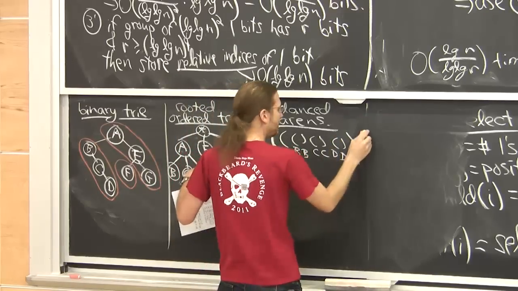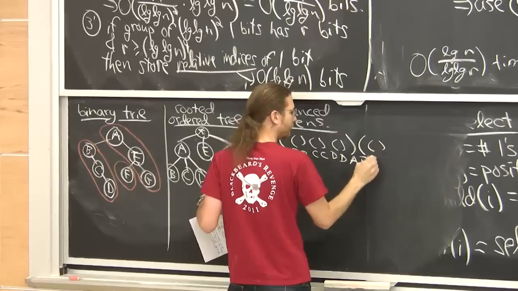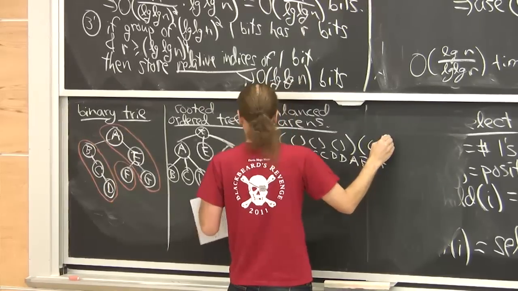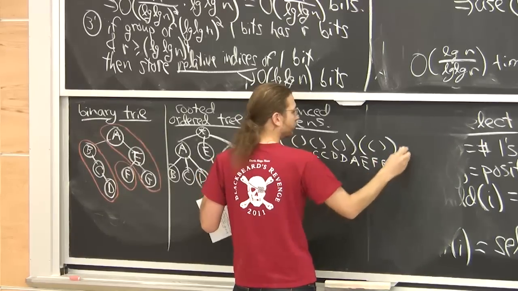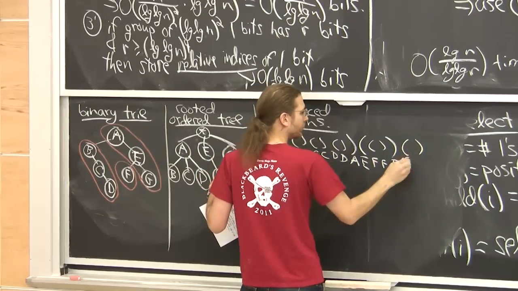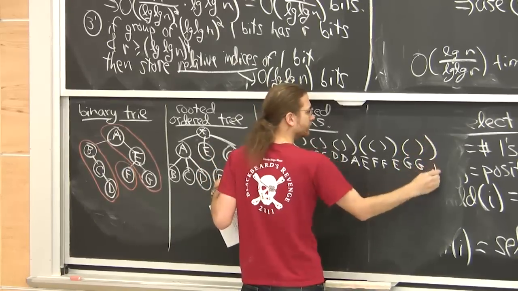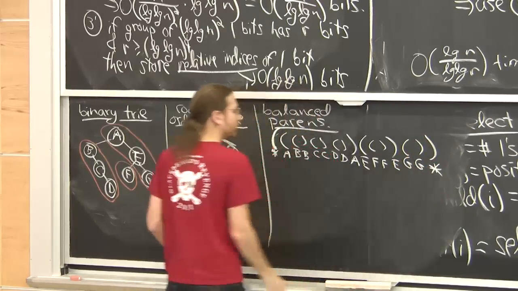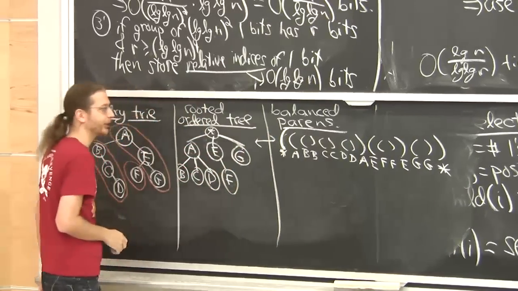Okay, then we start E, then we do F, then we finish F, we finish E, then we do G, and then we're done with star. Okay, so that's a very easy transformation. Again, there are Catalan many of these balanced parens.